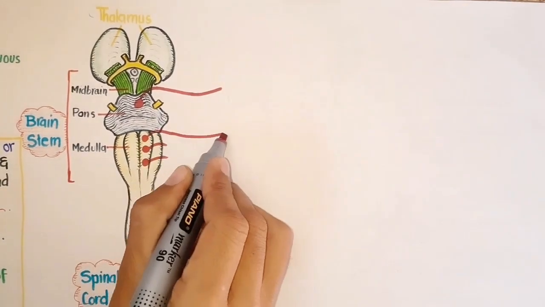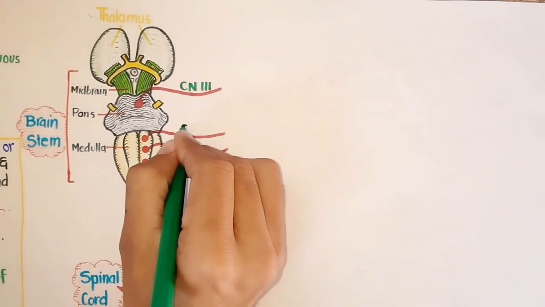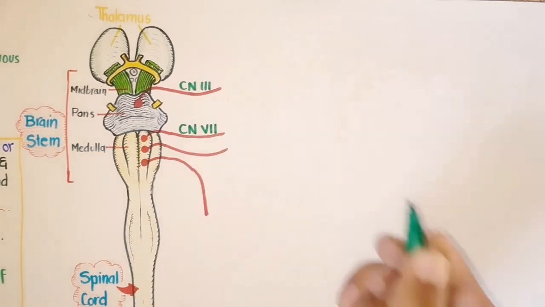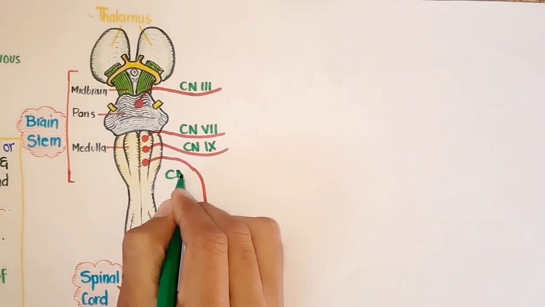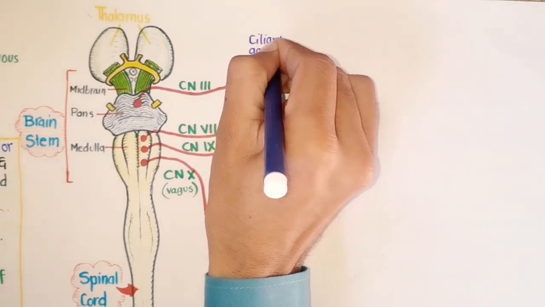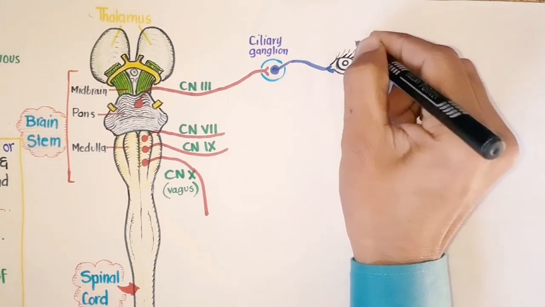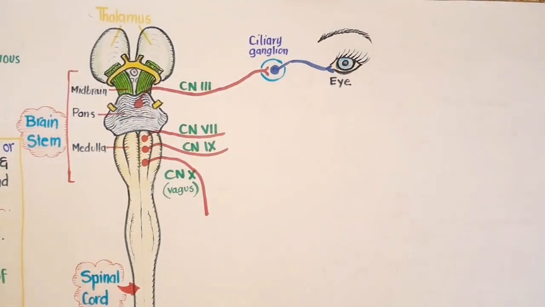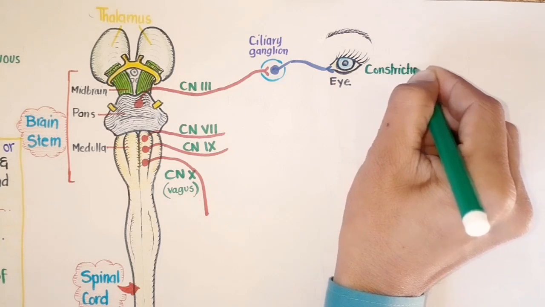Cranial outflow consists of 4 cranial nerves, which include oculomotor or cranial nerve 3, facial or cranial nerve 7, glossopharyngeal or cranial nerve 9, and vagus or cranial nerve 10. In these, the oculomotor or cranial nerve 3 ends in the ciliary ganglion, and then the postganglionic fibers from here innervate smooth muscle fibers in the eye. This causes contraction of the circular muscle fibers of the iris, and as a result, constriction of the pupil occurs.